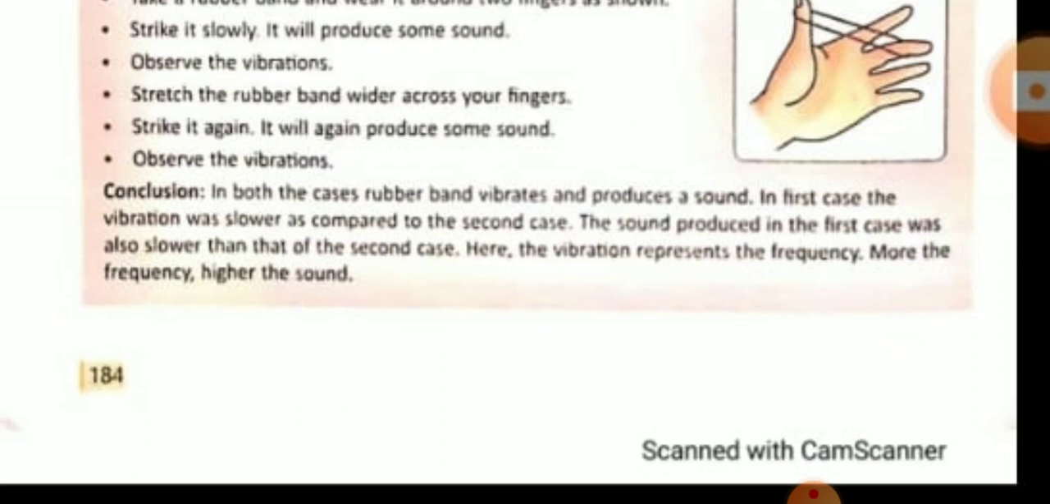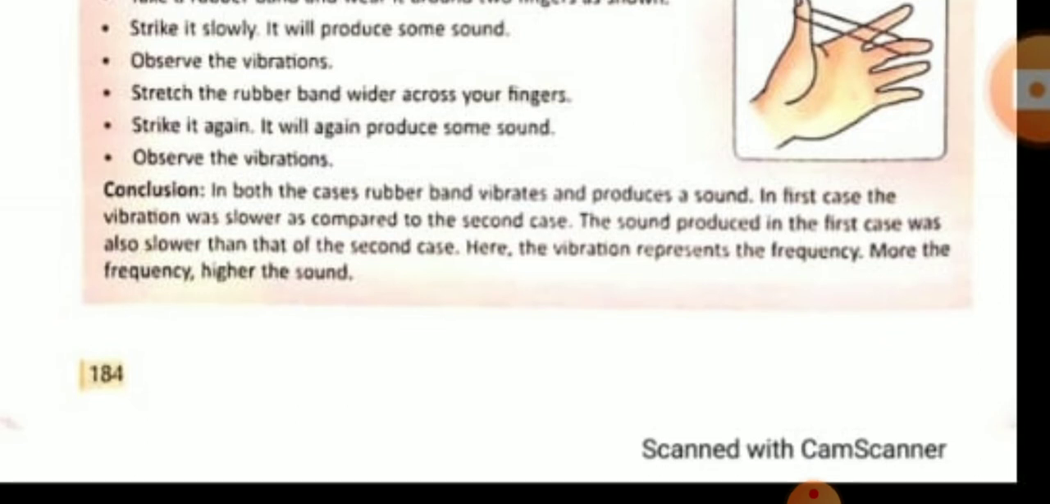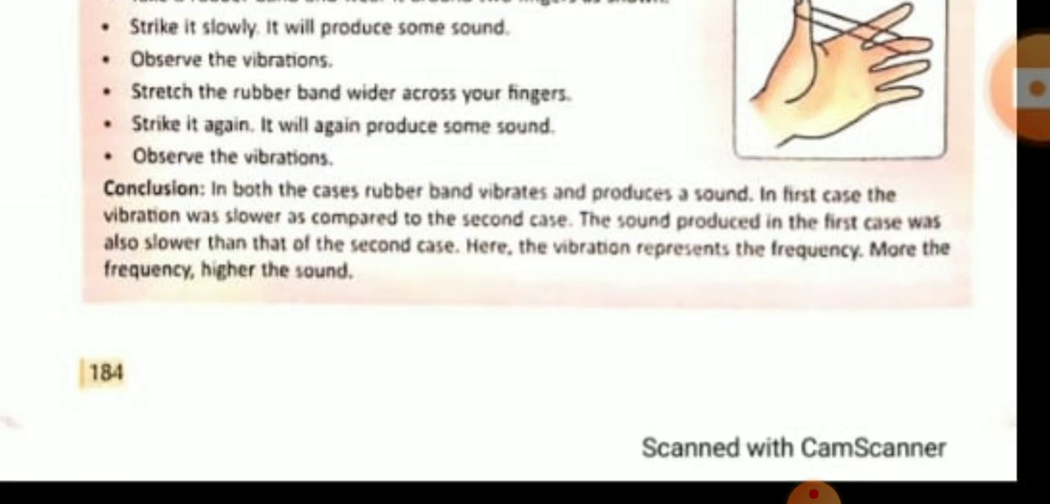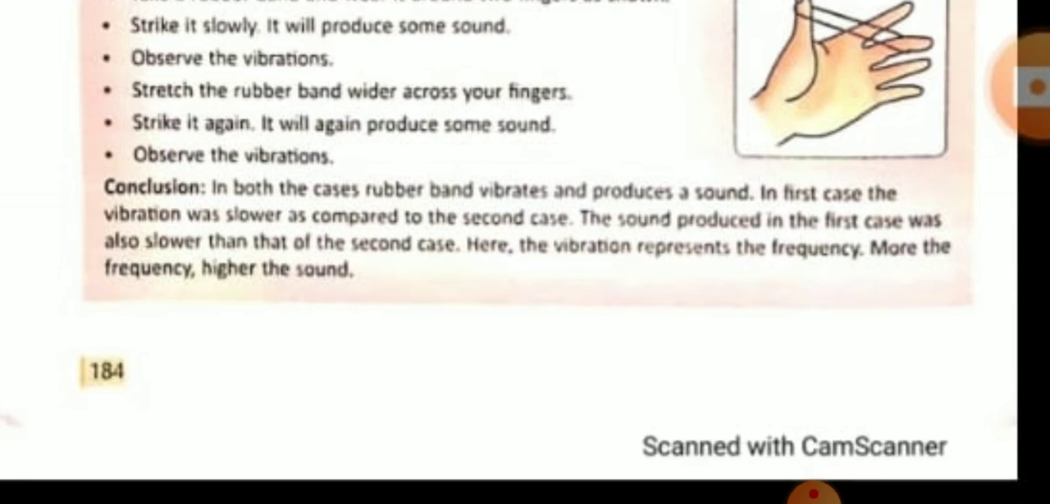So the length is increased, so the vibration also gets increased. The vibration represents the frequency, and the more the frequency, the higher the sound. That means if the number of vibrations in 1 second is more, then the sound will be higher.